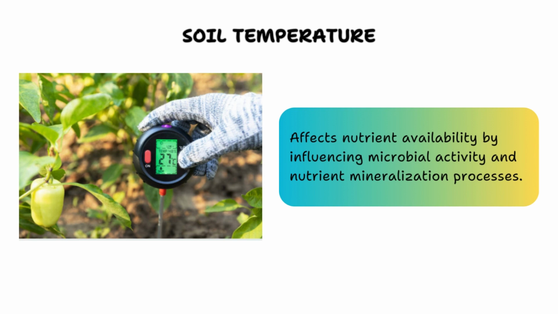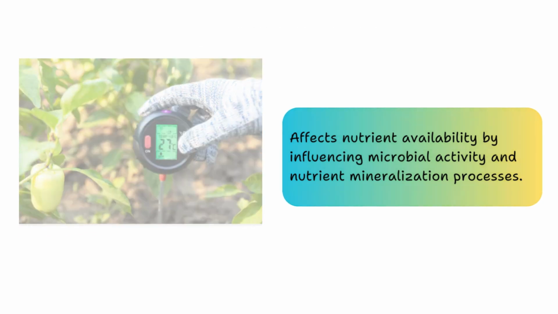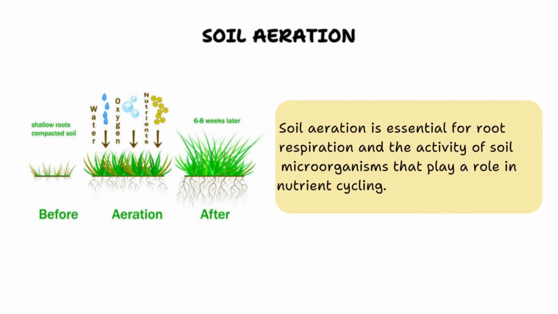utilization. Extreme temperatures, that is either too hot or too cold, can impair nutrient cycling and uptake by slowing down microbial activity and root function. Therefore, maintaining suitable soil temperatures through environmental management practices is very crucial for ensuring efficient nutrient availability and uptake by plants. The next factor is soil aeration.